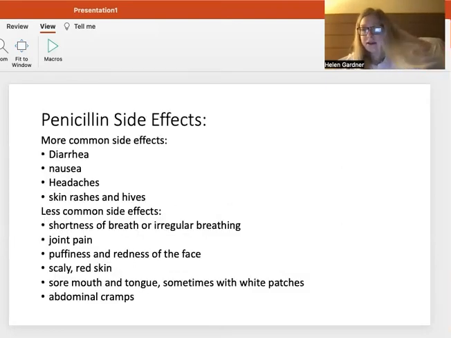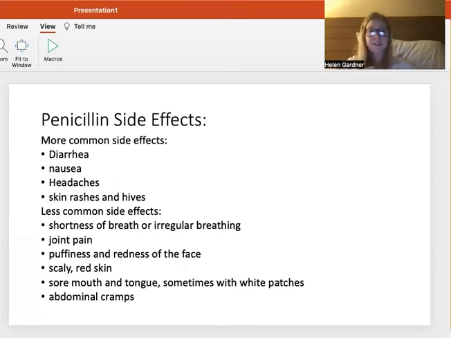And then some side effects of penicillin. More common side effects are diarrhea, nausea, headaches, skin rashes, and hives. Less common side effects are shortness of breath or irregular breathing, joint pain, puffiness and redness of the face, scaly red skin, sore mouth and tongue, sometimes with white patches, and abdominal cramps.